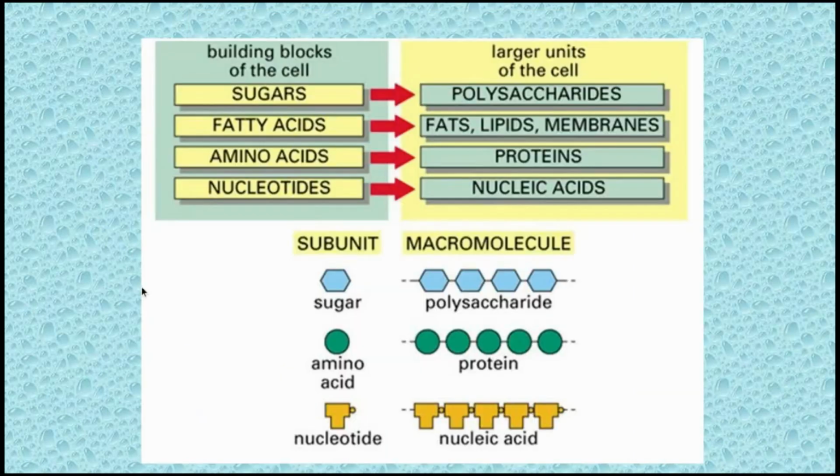So if we look back at our main types of biological molecules, we've got the monomers making the polymers. So sugars, monosaccharides are going to make those polysaccharides. Fatty acids are going to make up more complex fats and lipids in that cell membrane. Amino acids combine to make proteins, and nucleotides combine to make nucleic acids.